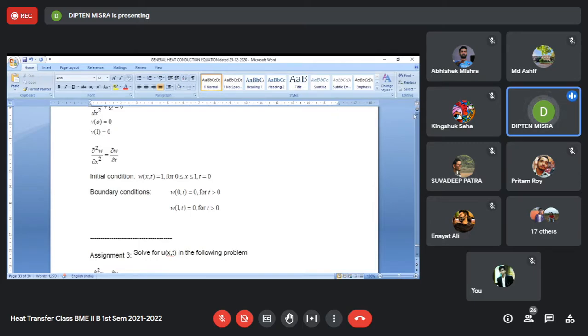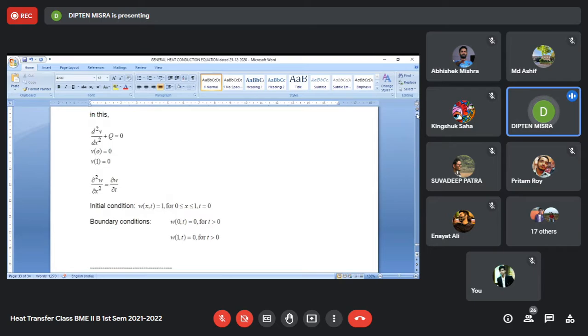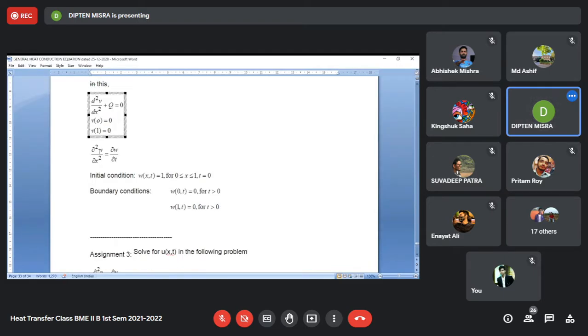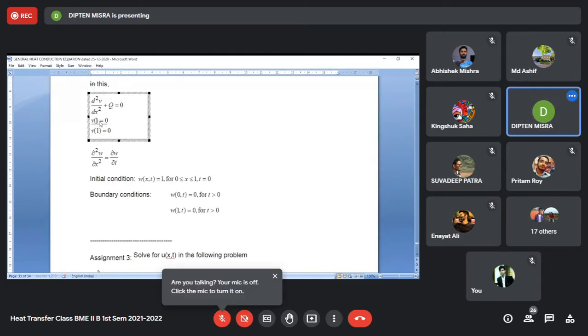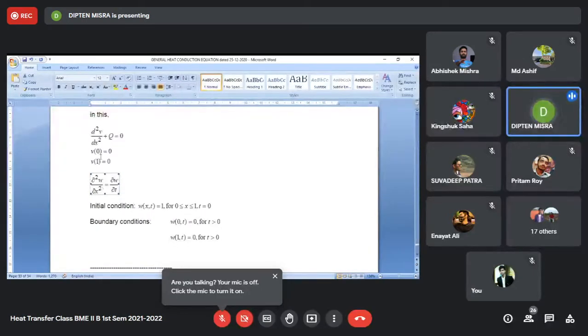So we divide our problem in terms of U into two sub-problems. One is in terms of V, that is a steady state problem, where V is a function of x only, not dependent on time, such that d2v dx square plus q is equal to 0 with two boundary conditions. V at x equal to 0 is 0 and V at x equal to 1 is also equal to 0. And then we have another problem in terms of del 2u del x square is equal to del w del t, something similar to our original problem.